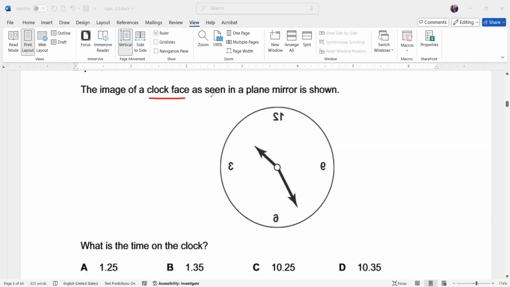The image of a clock face as seen in the mirror. So we have 1 here, we'll have 2 here, 3, 4, 5, 6, 7, 8, 9, 10, and 11 will be there, because it's laterally inverted, left becomes right. I wrote the numbers the same way just to identify. So this is between 1 and 2, and this is at 7. So what will it be? It will be 1:35. So B will be the right answer here.